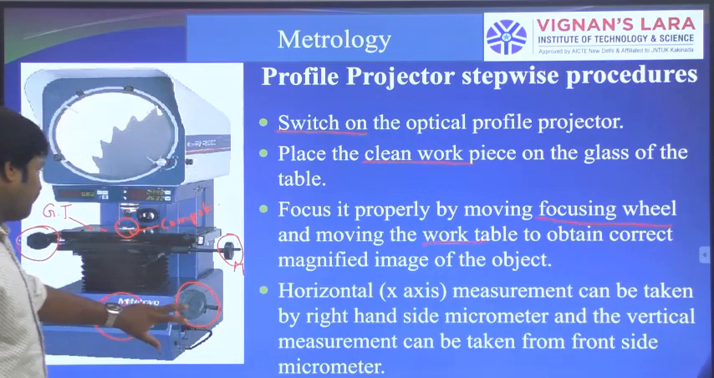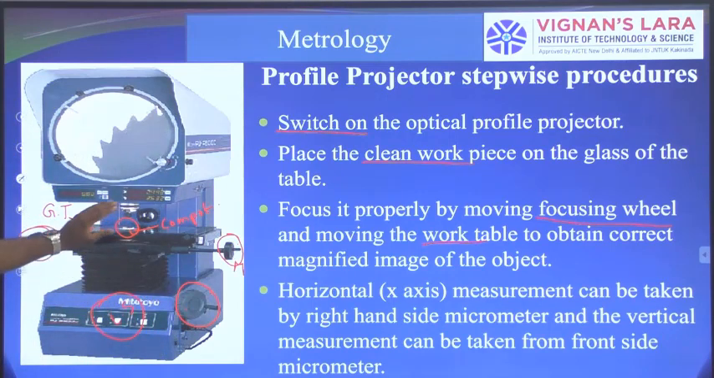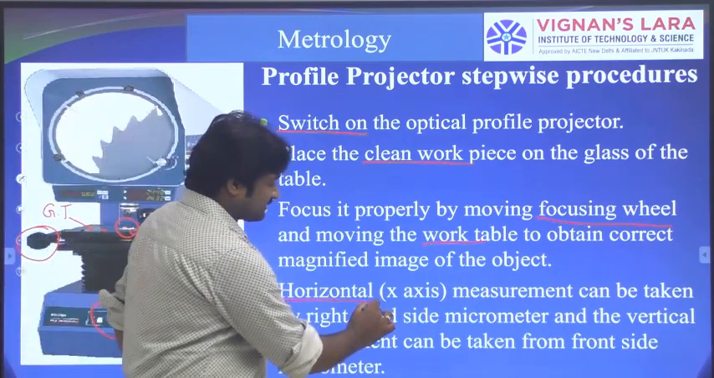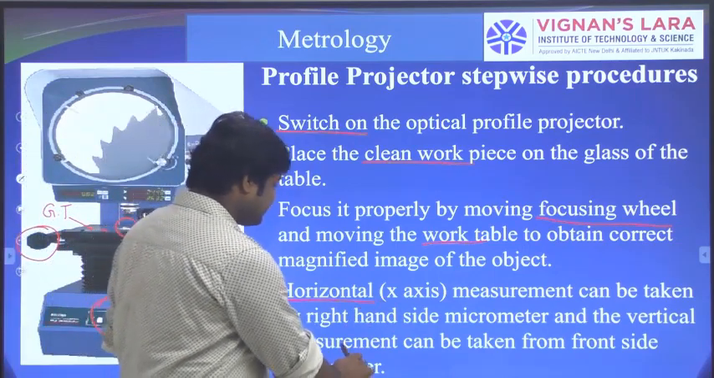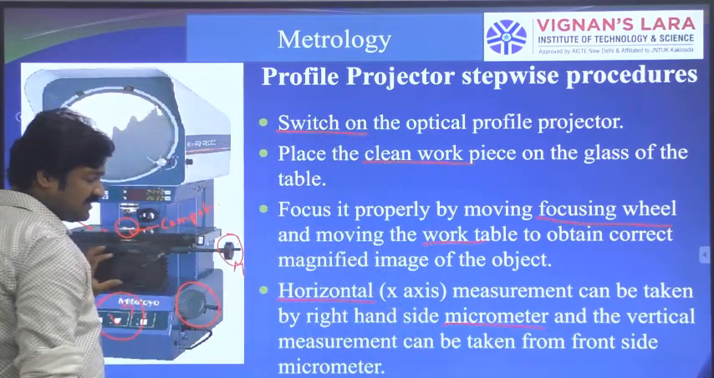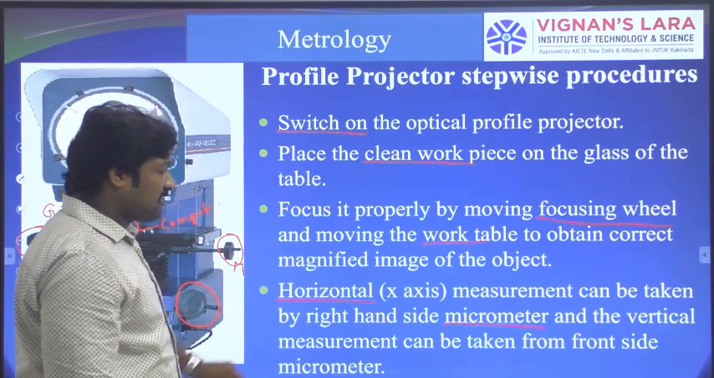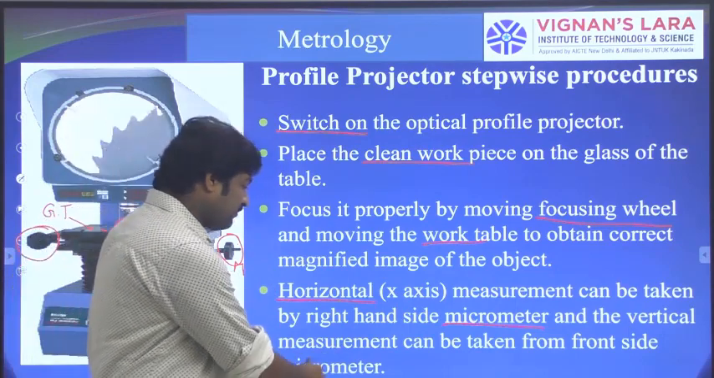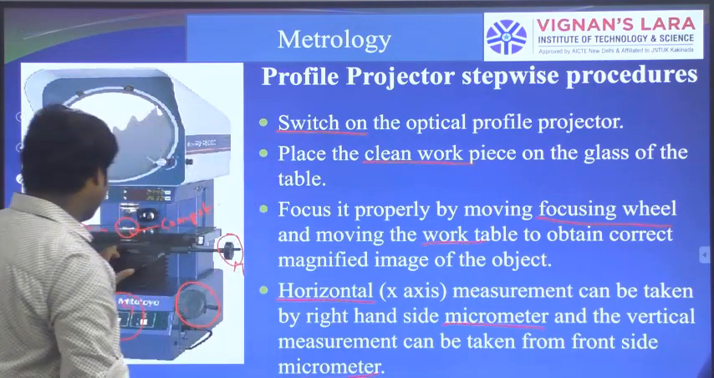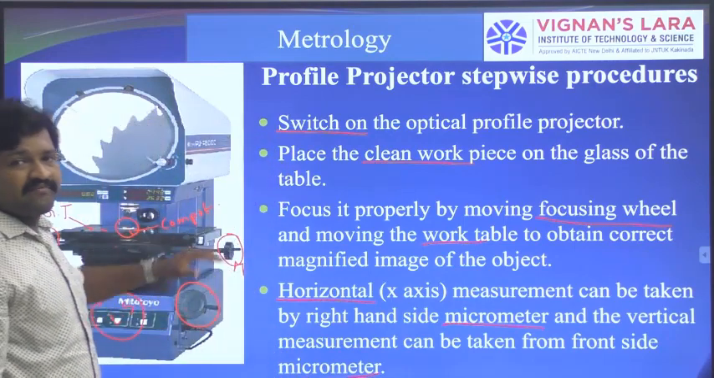So here, by means of this focus wheel, we are changing the position of our table in one direction, and the movement is controlled by means of 2 micrometers in 2 more directions. Next, the horizontal X measurement can be taken by the right hand side micrometer. By means of this right side micrometer, we take the horizontal measurement, and the vertical measurement can be taken from the front side micrometer.